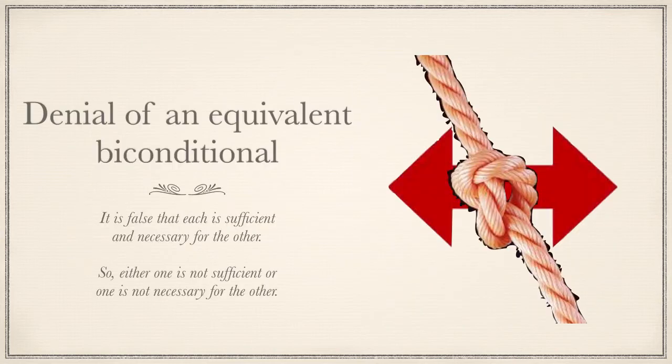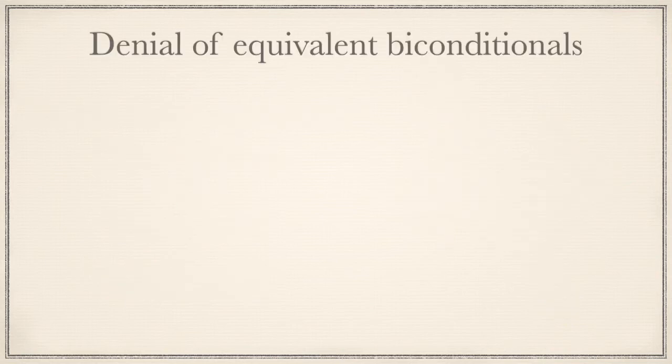Next, we have the denial of a biconditional. There's a lot here, but it is actually simpler than it looks. For the denial of a biconditional, we are stating that it is false that the propositions are necessary and sufficient for each other. What this amounts to is that one of the component conditionals is false. Either one of the propositions is not sufficient for the other, or one of the propositions is not necessary for the other. As mentioned, there's a lot here, but it's simpler than it looks.